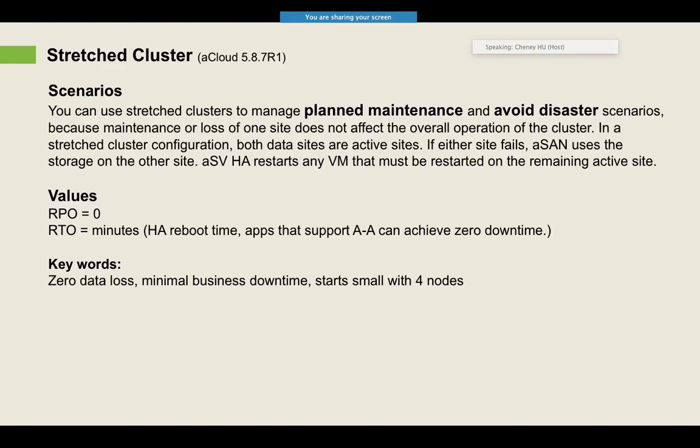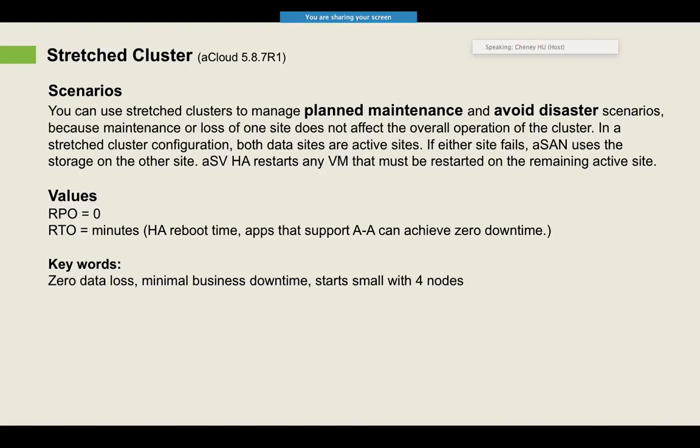And also you can use this solution for the disaster avoidance scenario, because usually the two sites are physically isolated from each other. Even if one site fails, it would not affect the overall operation of the cluster. And once one site fails, the ASVHA will restart any VM on the failed site on the other side to make sure that the business can be resumed.